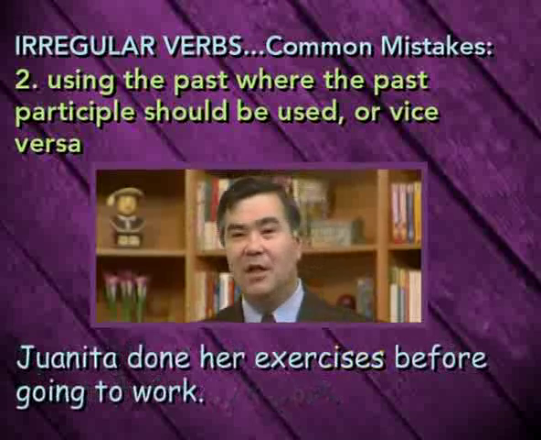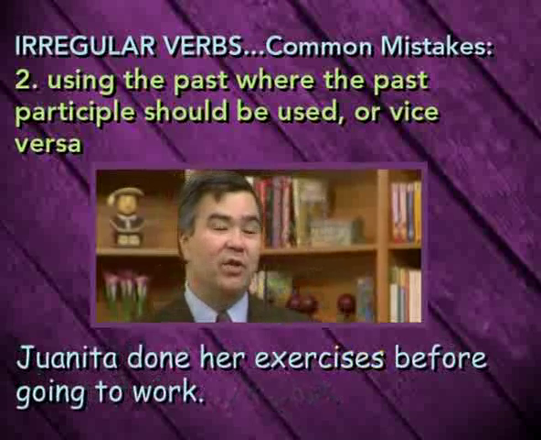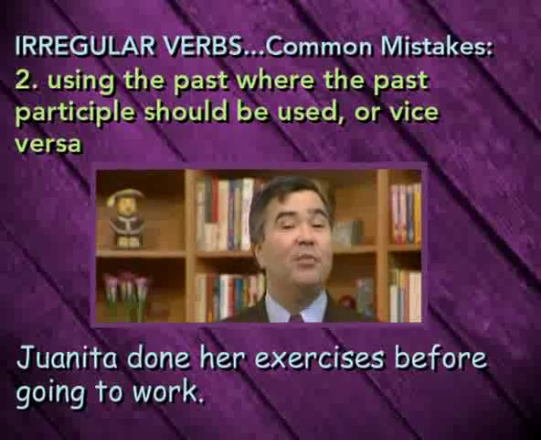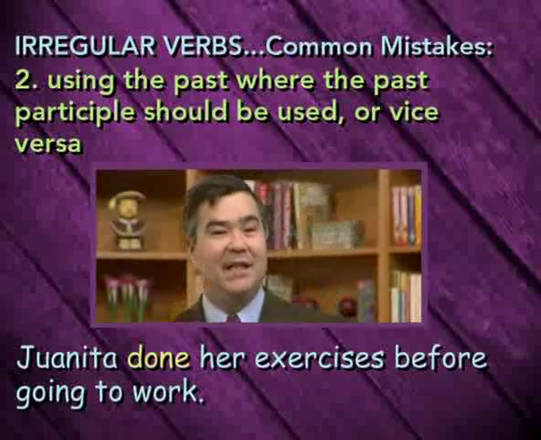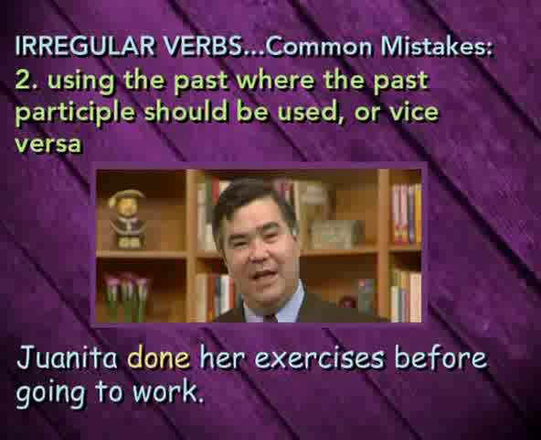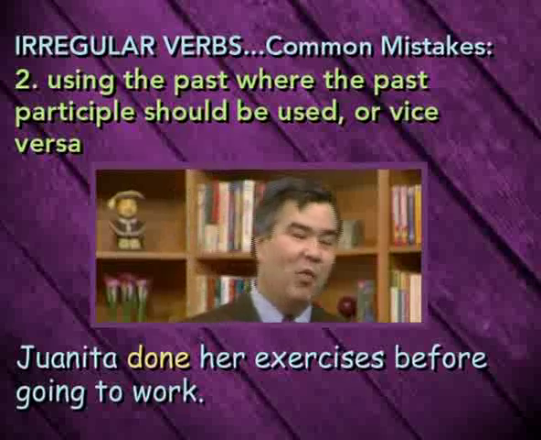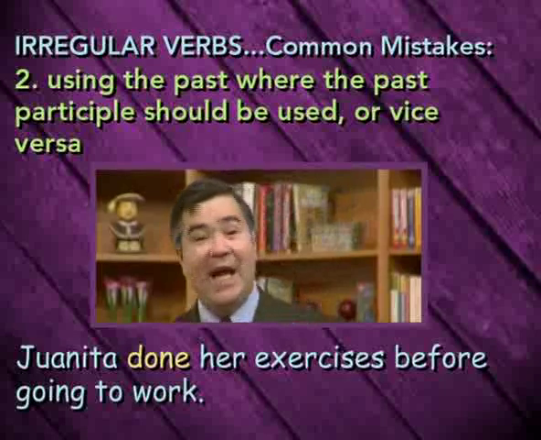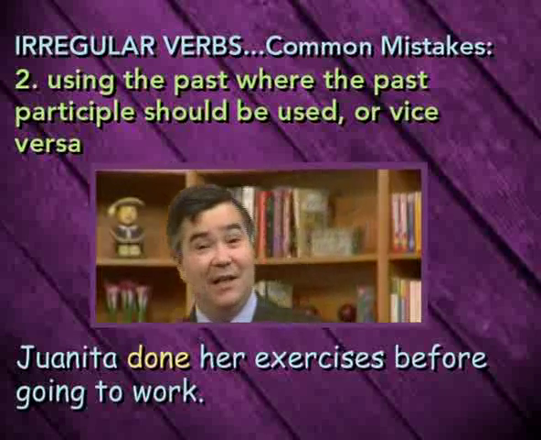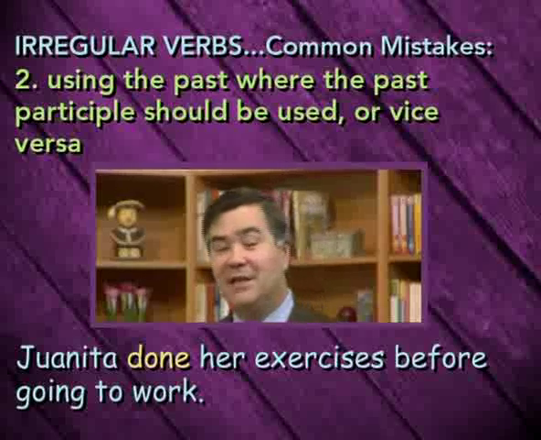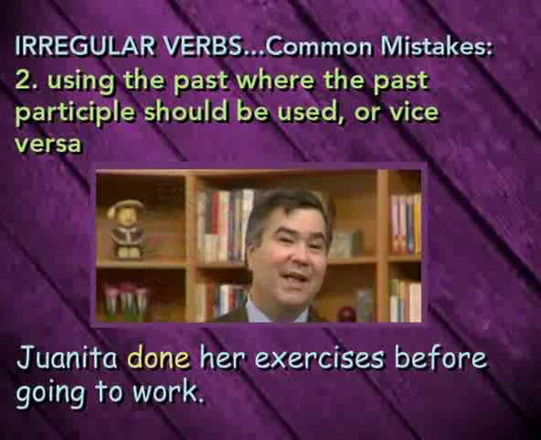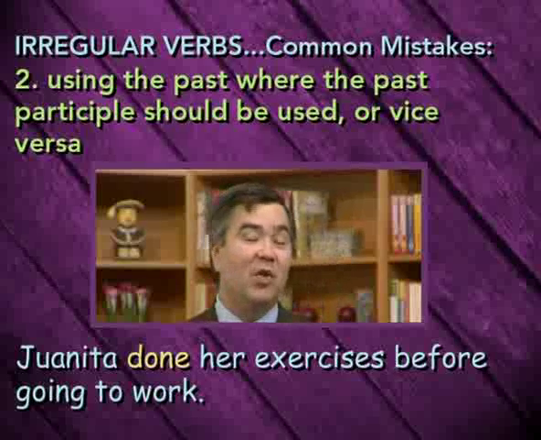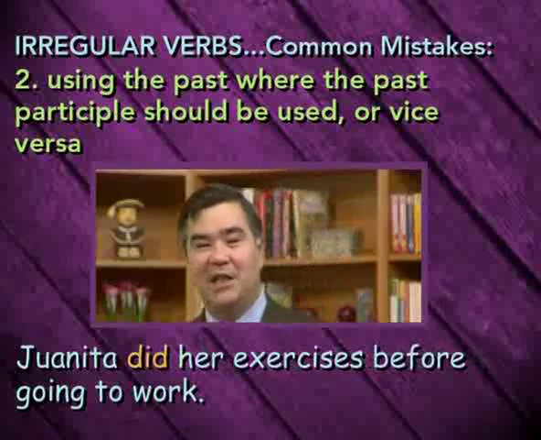One more example. Juanita done her exercises before going to work. Once again, the verb to do is being used. Now, in this case, the past tense ought to be used because we're describing something that Juanita did in the past. Now, the past form of to do is did. The author of this sentence hasn't used the past. Instead, the author has mistakenly used the past participle done. So again, the sentence is incorrect because of a confusion between the past and the past participle. The sentence ought to read, Juanita did her exercises before going to work.